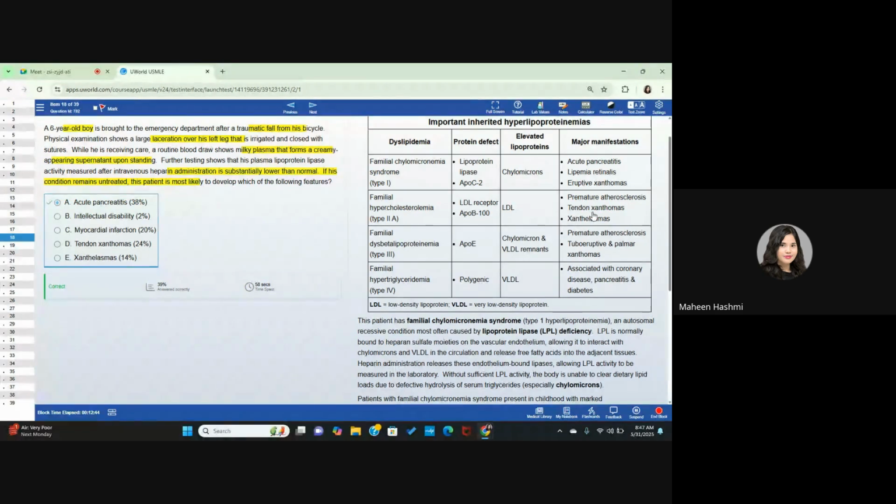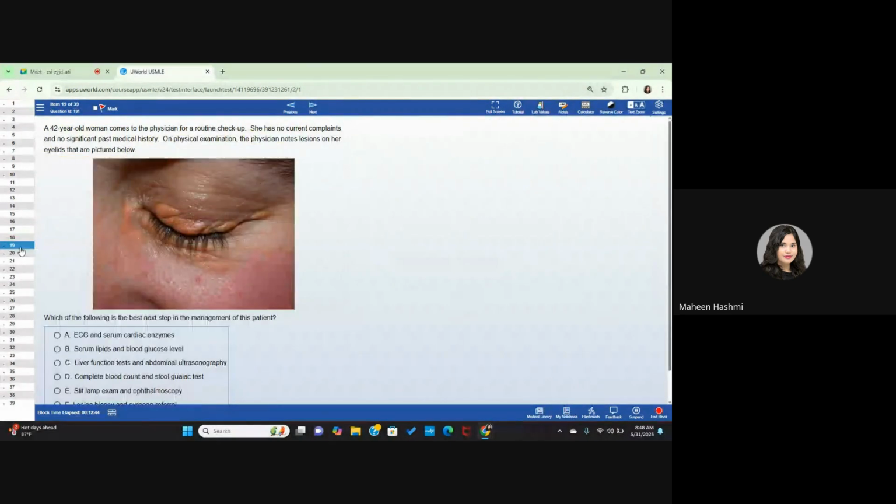Tendon xanthomas will be in type 2A, eruptive xanthomas, which means all over the body, are going to be in type 1, and palmar xanthomas are going to be in type 3. So that's usually a giveaway, a beautiful differentiation between what type of hyperlipoproteinemia it can be, right? All right, okay. Next question.